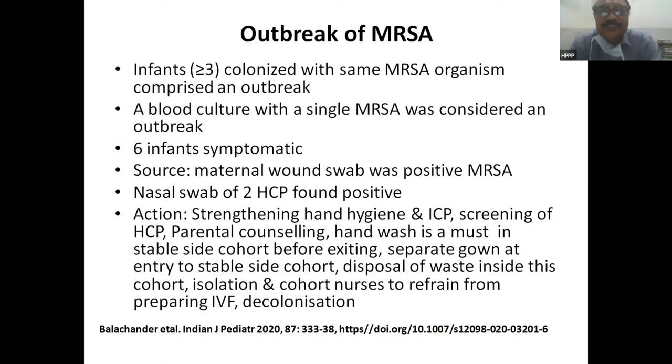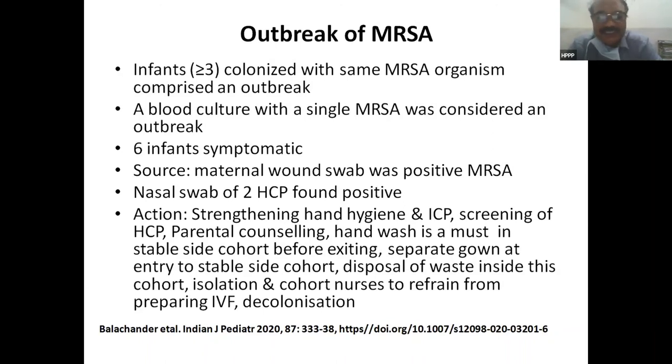The second outbreak, reported from the same hospital, was with methicillin-resistant Staph aureus. Here, the definition adopted was 3 or more infants colonized with the same MRSA organism, or even a single case with blood culture positivity. 6 infants were found to be symptomatic, and bacteria were isolated. The source identified after investigation was a maternal caesarean wound. The swab was positive for MRSA, and this mother was doing KMC for the baby. And 2 nasal swabs from healthcare personnel were also positive. So probably these 2 were the source of infection to the babies in the outbreak.